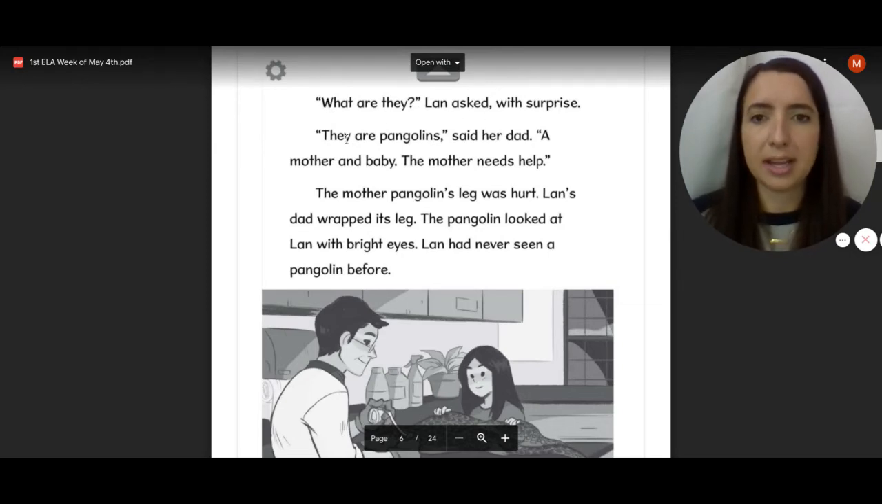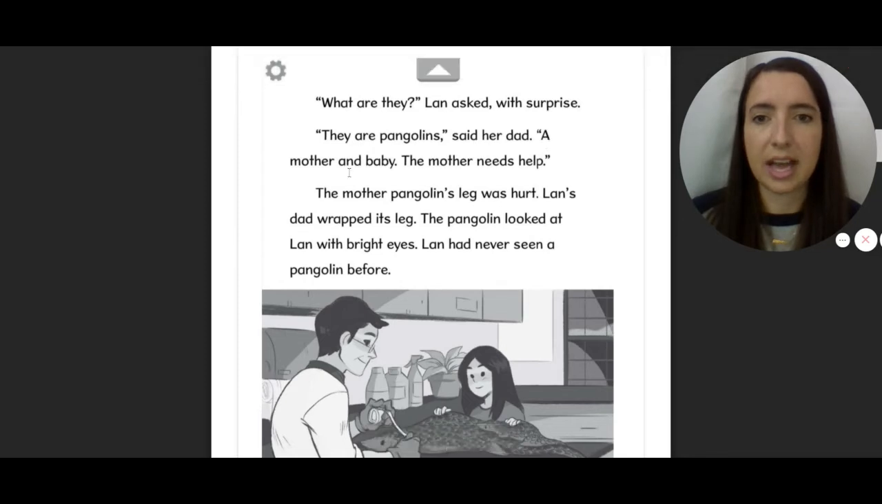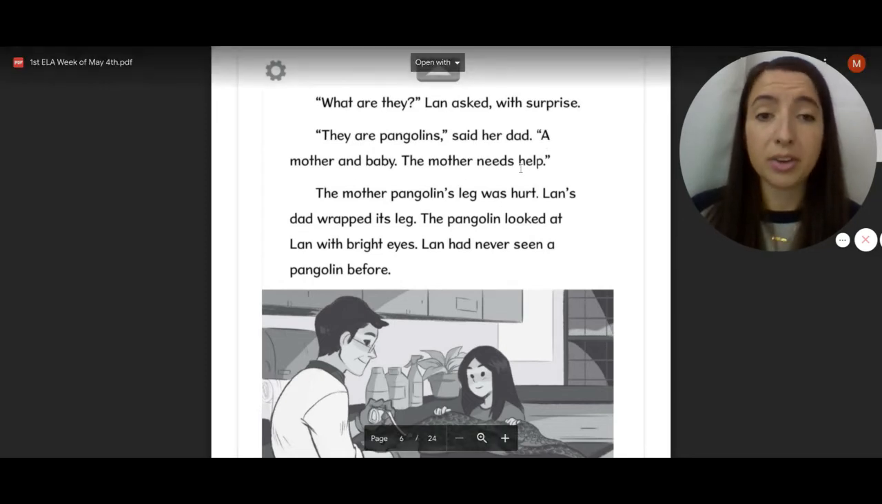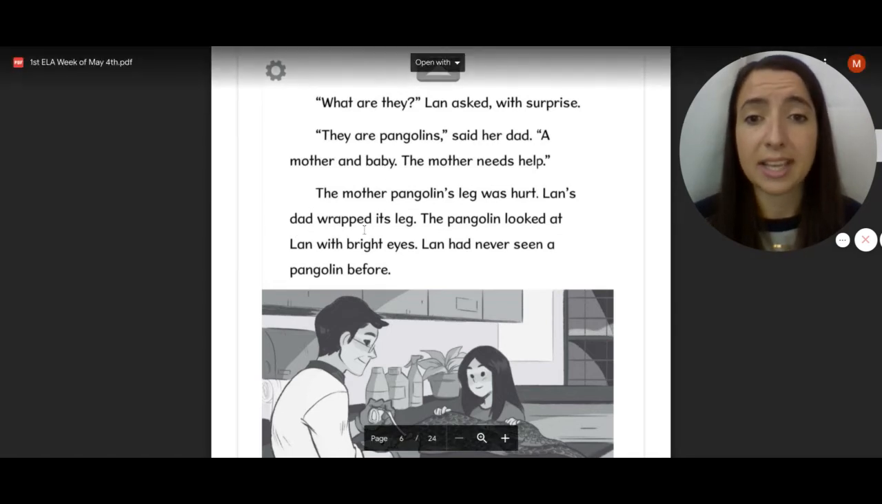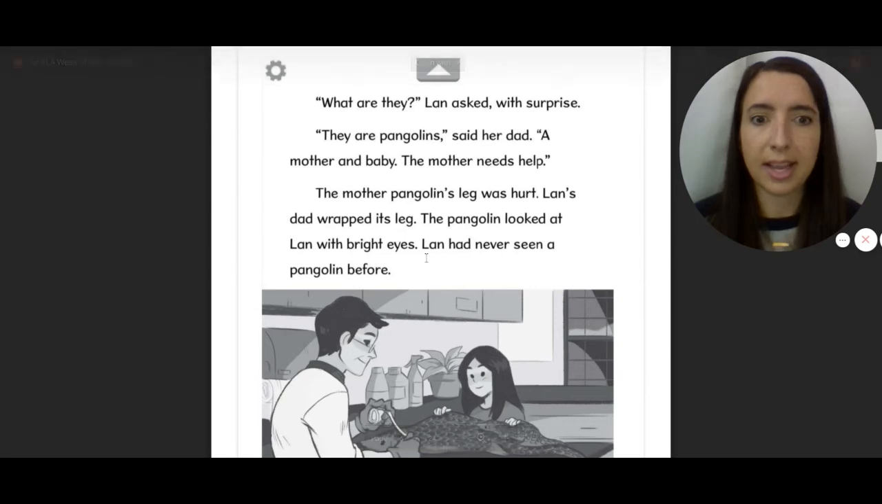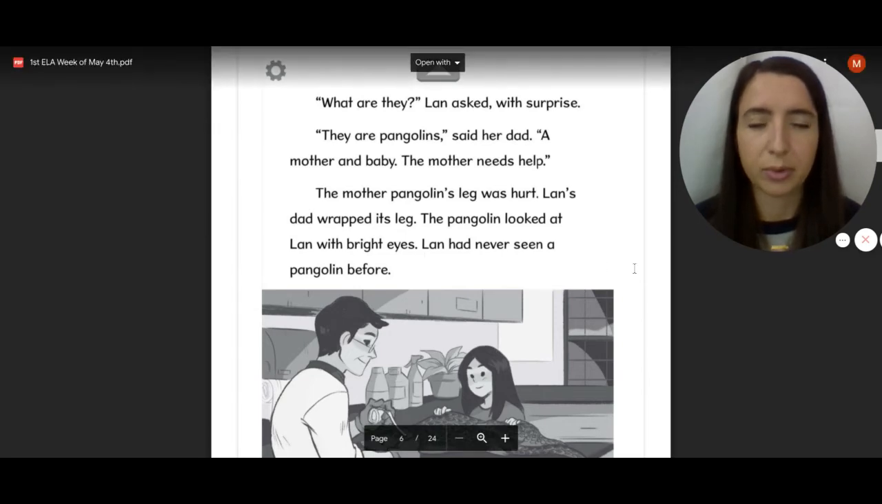"What are they?" Lan asked with surprise. "They are pangolins," said her dad, "a mother and baby. The mother needs help." The mother pangolin's leg was hurt. Lan's dad wrapped its leg. The pangolin looked at Lan with bright eyes. Lan had never seen a pangolin before.